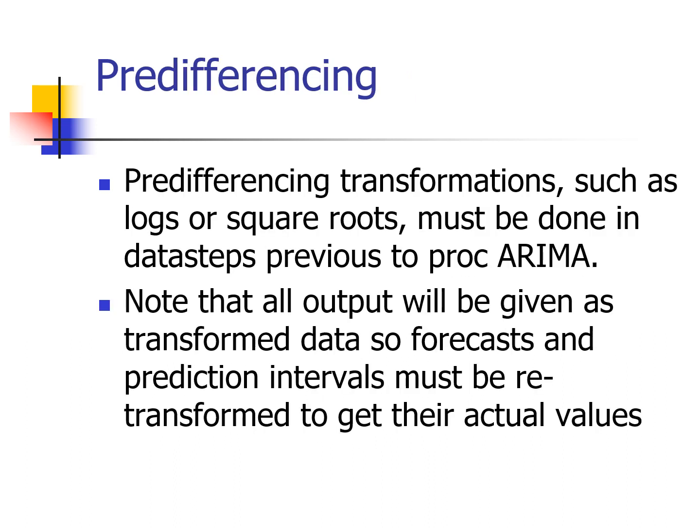Now, I should start by saying this, one of the advantages of the time series forecasting system: any pre-differencing transformation, like a log or a square root, must be done in a data step previous to running Proc Arima. We must also keep in mind that all of the output that you get, in particular forecasts and prediction intervals, will also be in terms of those logs or square roots. So you have to remember to reverse them before providing them to anyone for use or utility.